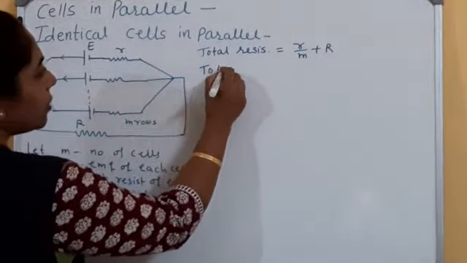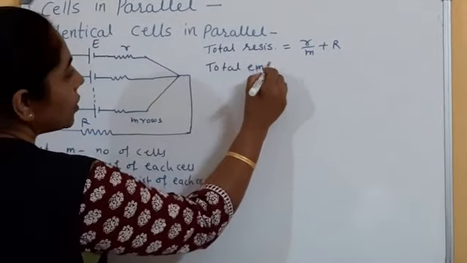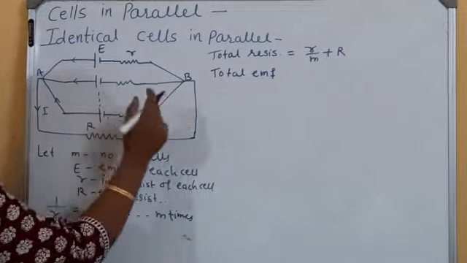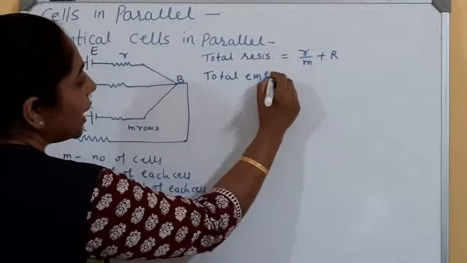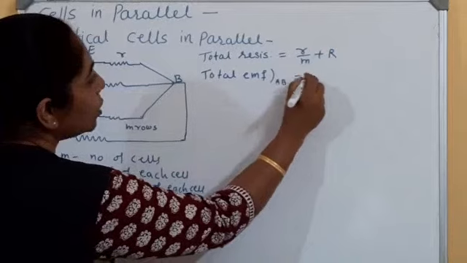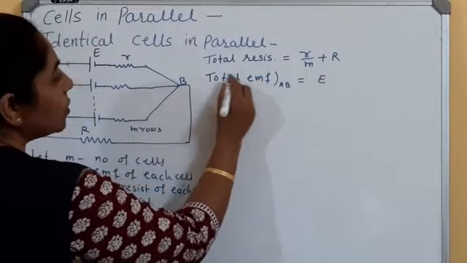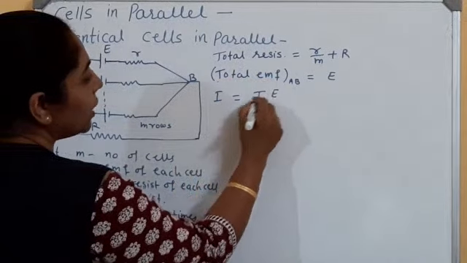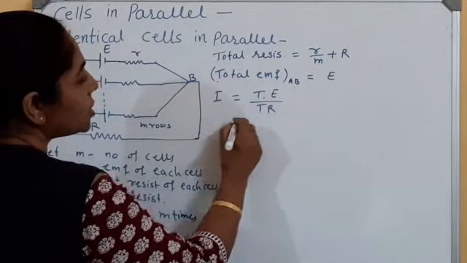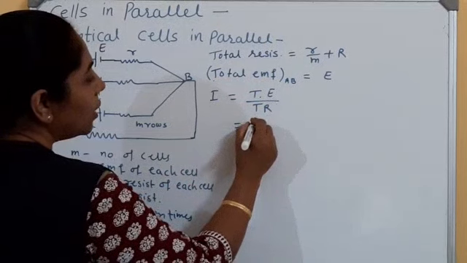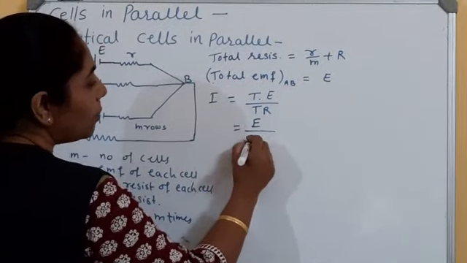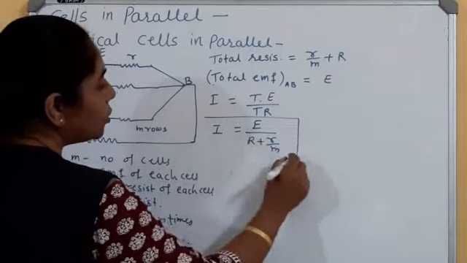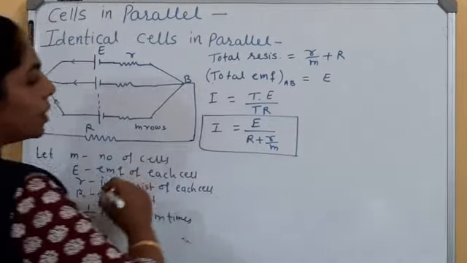Total EMF across, suppose this is A point and B point. Since it is a parallel combination, total EMF across AB is equal to E. So now the current I is equal to total EMF upon total resistance. So you will get here I equals E upon R plus r by m. So this is the current through the parallel combination.